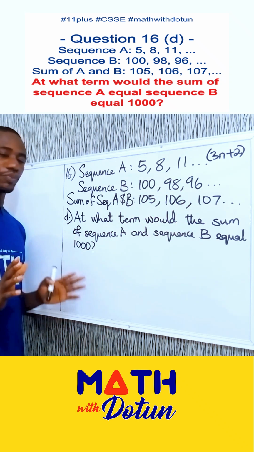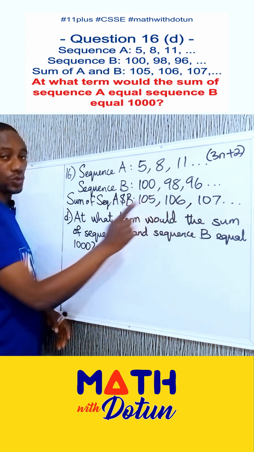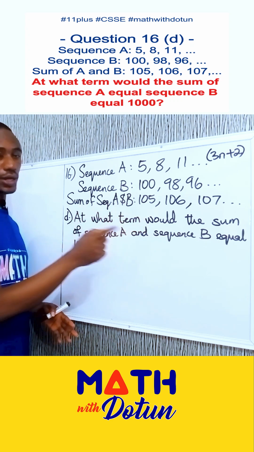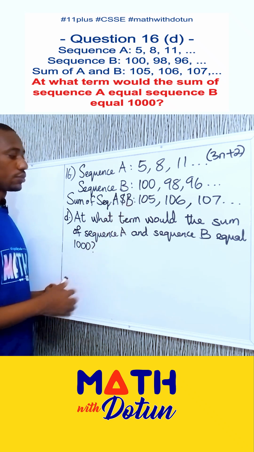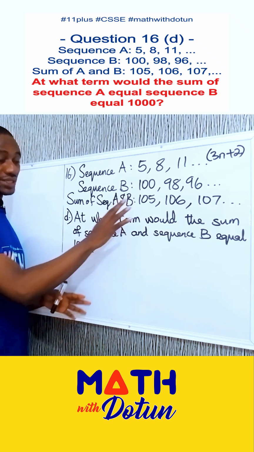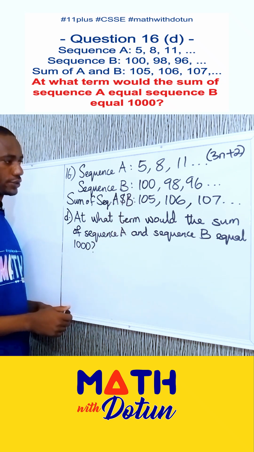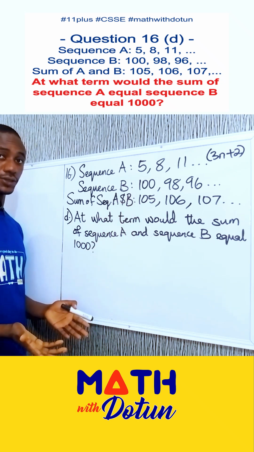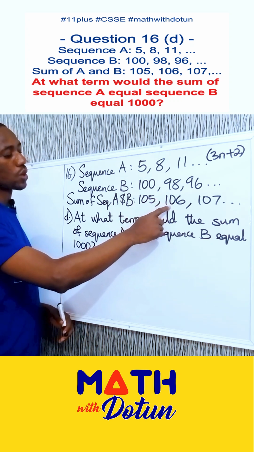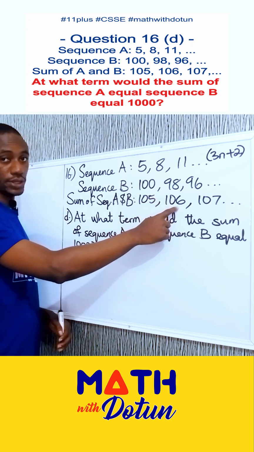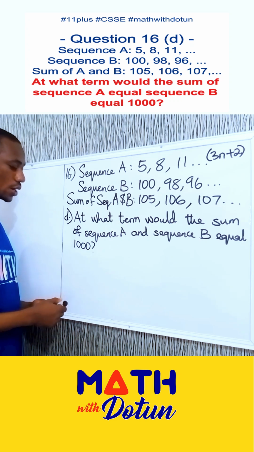All right, so the best way to approach this is to work with this new sequence of the sum. How do we do that? We write the nth term rule for the sum of sequence A and B, treating this as a new sequence. So the first thing we have to check is the common difference. This is plus 1. 105 plus 1 is 106, plus 1, 107. So the common difference is 1.